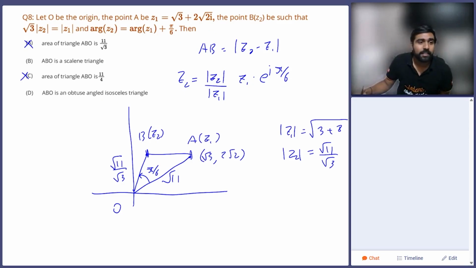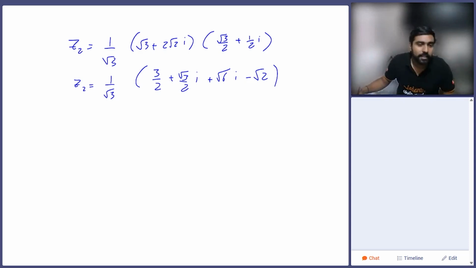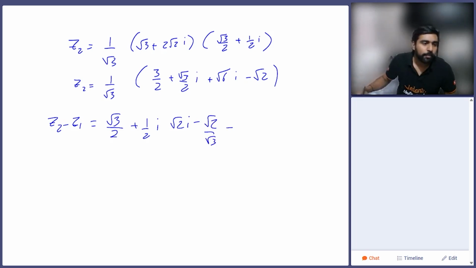Now we need to find Z2 minus Z1. Z1 we already have as minus root 3 minus 2 root 2 iota. Let's subtract this out. So Z2 minus Z1 will be equal to what? Over here, do we have any simplification? Doesn't really look like it. Okay, let's just open the entire expression up. So root 3 by 2, then plus 1 by 2 iota, then root 2 iota, then minus root 2 upon root 3, and minus Z1, where Z1 was minus root 3 minus 2 root 2 iota. Okay, so no cancellations, no simplifications, nothing whatsoever.